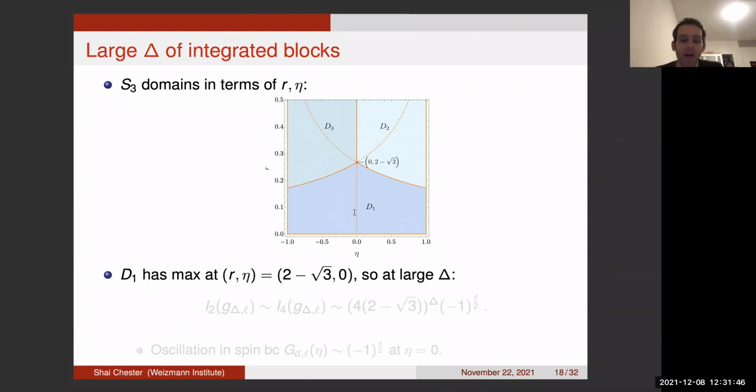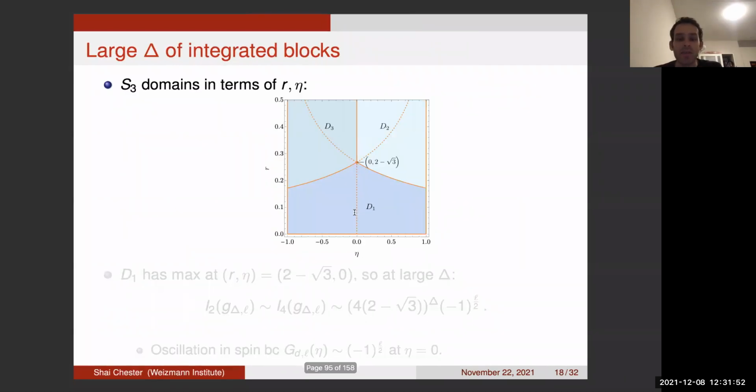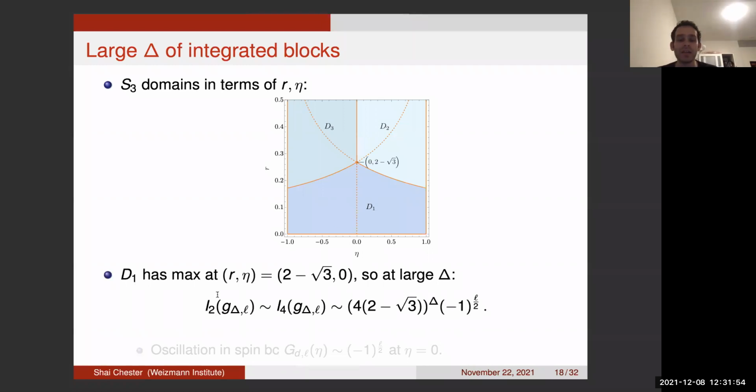And because these blocks in the small r expansion are going like r to the delta, as you see here, or 4r to the delta in particular, times a polynomial in R, that means we know at very large delta the integrals of a given block are going to go like 4 at the maximal value of r to the delta, which is 2 minus root 3. They are also going to oscillate in spin.